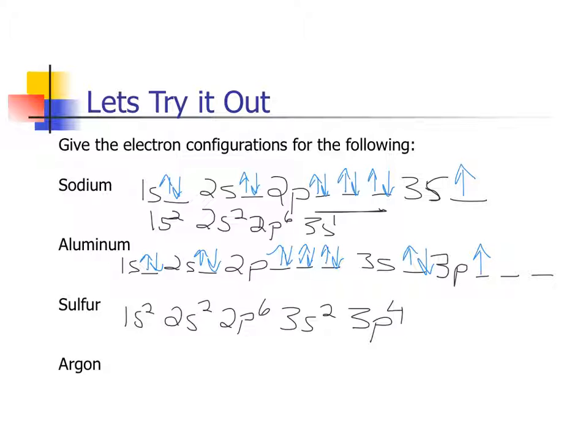You did it right. And as you might guess, argon is the last one, so it is going to have the nice 2p6, 3s2, 3p6. And so it will continue on through, and it gets easier and easier as you practice.